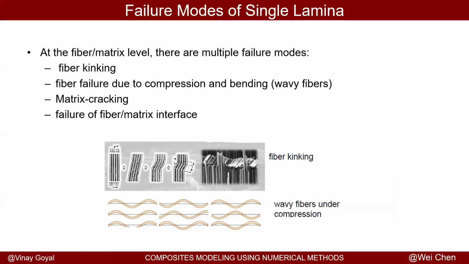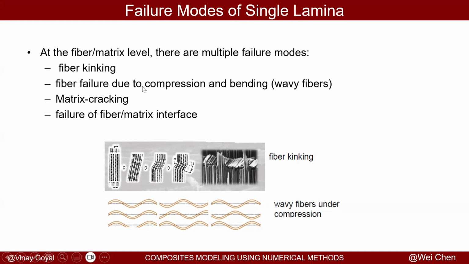If we look at the different fiber failure modes that you could have, that could be fiber kinking. What fiber kinking is, initially the fibers may be straight, and then after some amount of loading, the imperfections could cause misalignments, which could then get worsened as the load is applied. And you can see that here, and on the right, you can see the results of fiber kinking.